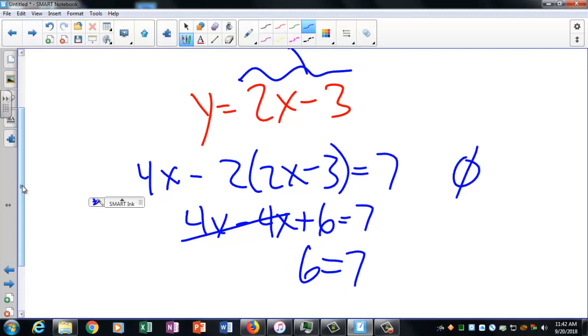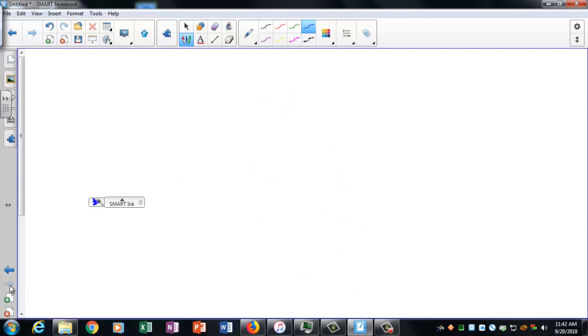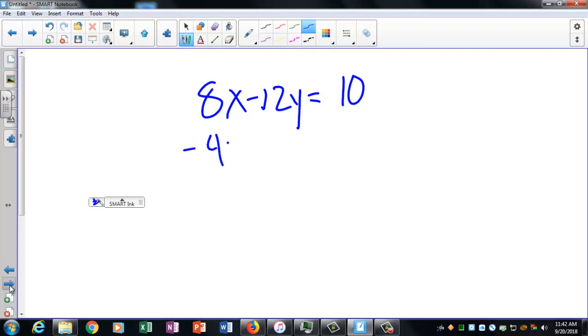Now the question that will happen is, what happens if the two numbers are the same? So let's say we have 8x minus 12y equals 10, and we have negative 4x plus 6y equals negative 5. What do we do then? If we multiply by what? 2. We can multiply the bottom by 2.